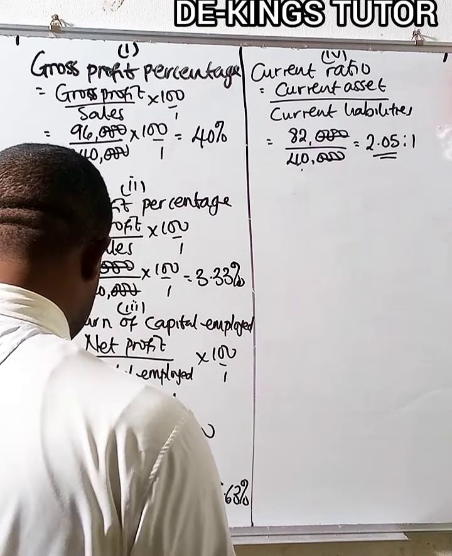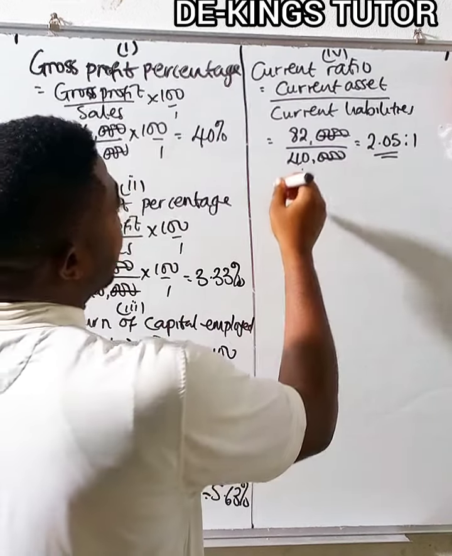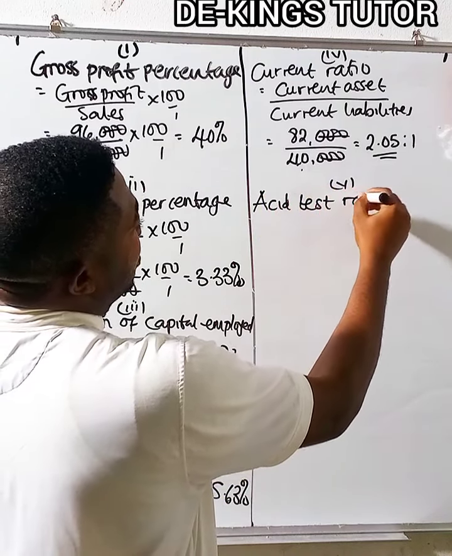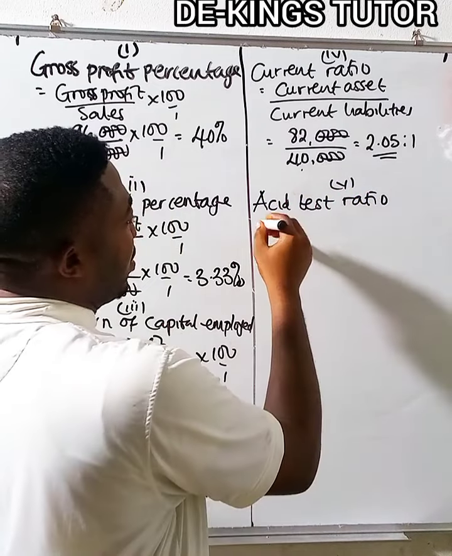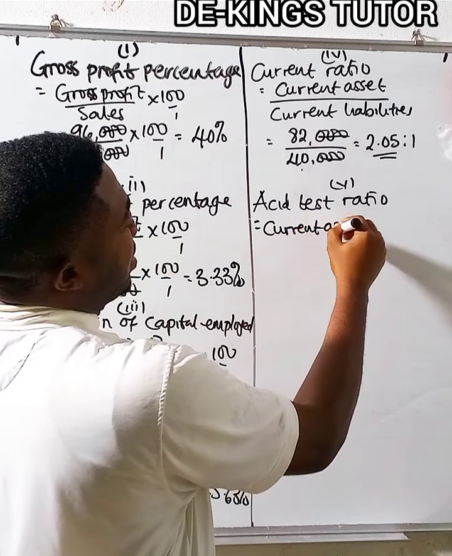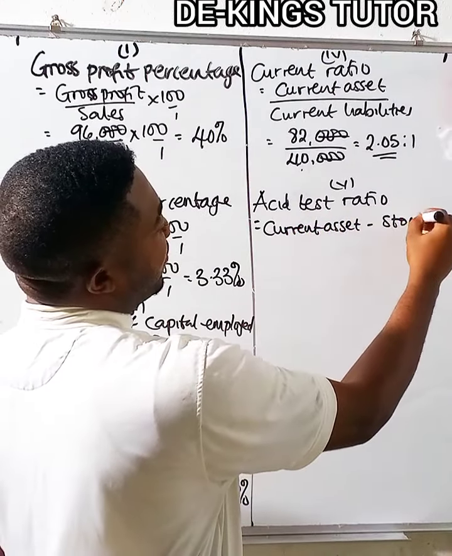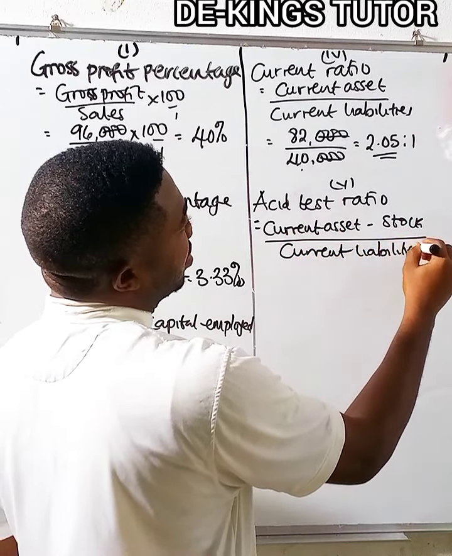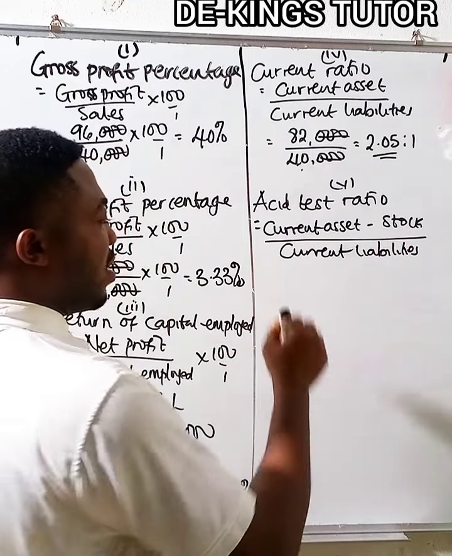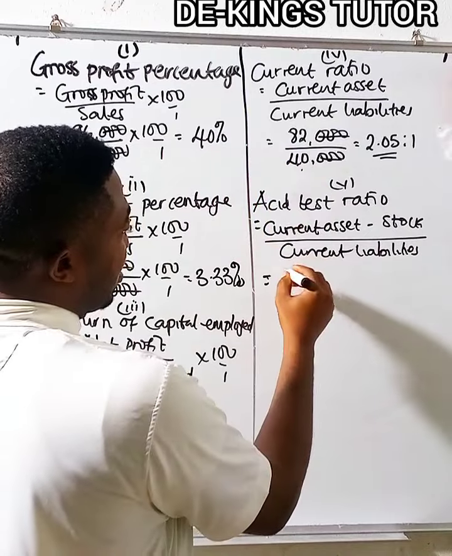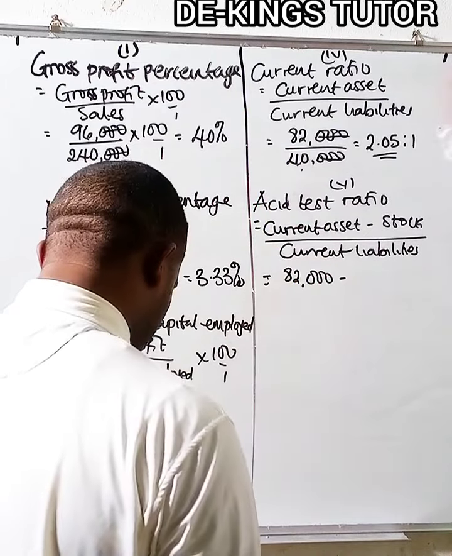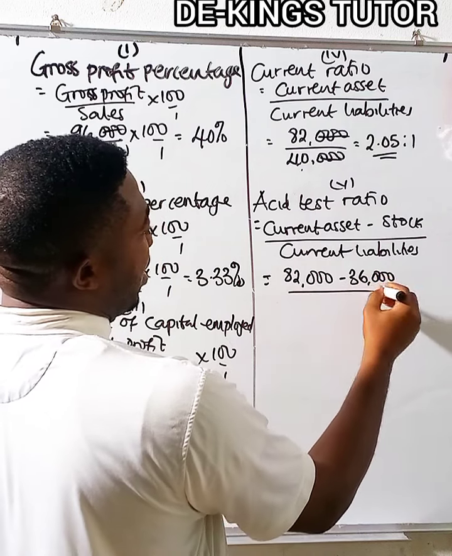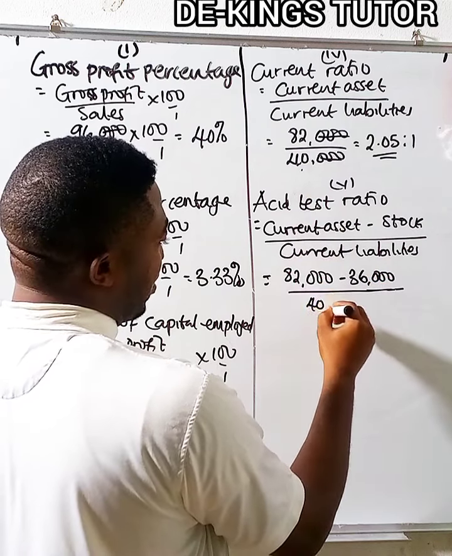Now the next one is the acid test ratio. That is V, the acid test ratio. Now the acid test ratio is giving us the current assets minus stock or inventory divided by the current liabilities. So what's our current asset? It's still 82,000 minus what is the stock there? The inventory is 36,000, divided by our current liability, 40,000.